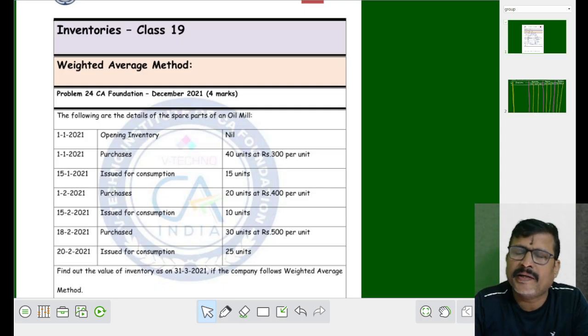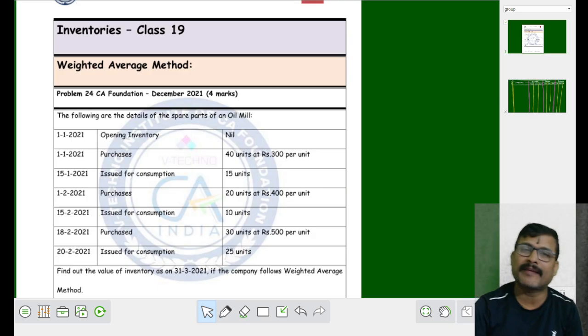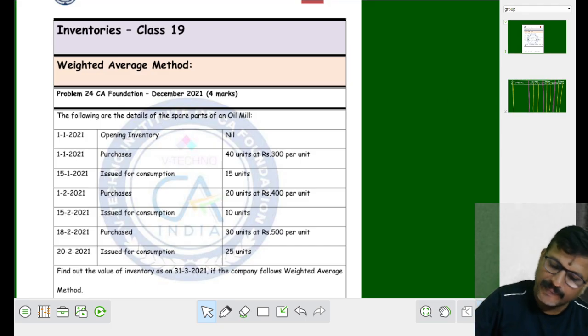As we already completed FIFO and LIFO method in inventory valuation, in this particular session, I'm going to cover the weighted average method. What do you mean by weighted average method? How to work out the weighted average method? Very simple, my dear students. See how to work out, I tell you.